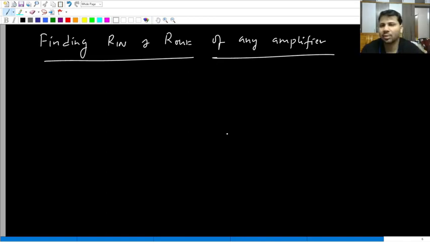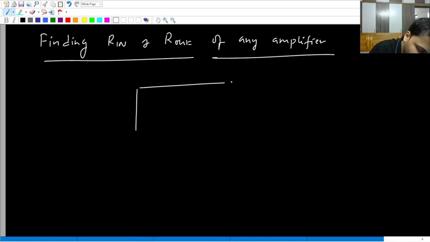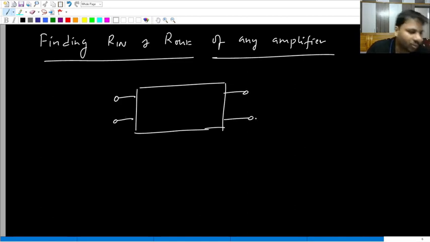Now what is that input and output resistance? First of all, any amplifier, we know it's a two-port network, yes or no? So any amplifier can be represented by a box with an input port on one side and an output port on the other side. And then let's say you are standing here and you are looking in this direction. That means you are looking into the input port.